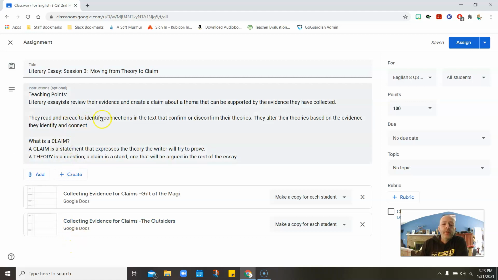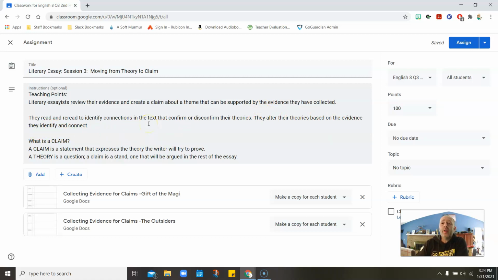They read and reread to identify connections in the text that confirm or disconfirm their theories. So let's say you had a theory and you had trouble finding evidence about it. Well, then it's probably not a good theory. It's not something that you're going to find enough information about. So that's where you would have to move on to another theory, which is the reason I had you try to come up with 2. They alter their theories based on the evidence they identify and connect.